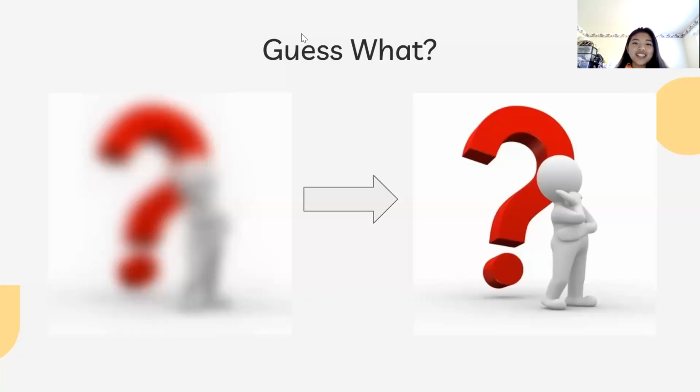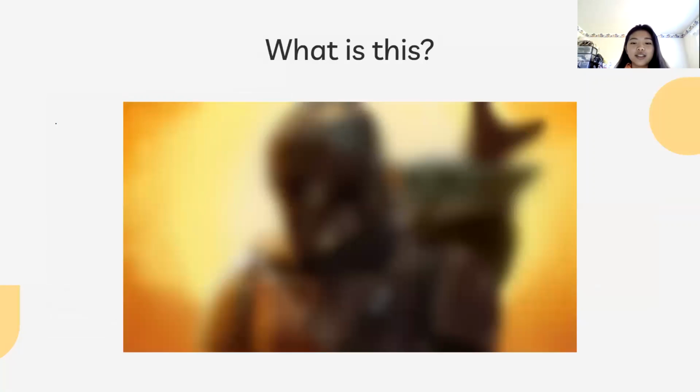So we'll be playing a little icebreaker called Guess What. I think many or some of you might have seen it online or anything like that. It's a blurred out image and you have to guess what the type of image it is. So we'll start off with this picture. You guys can message in the chat what you think it is.